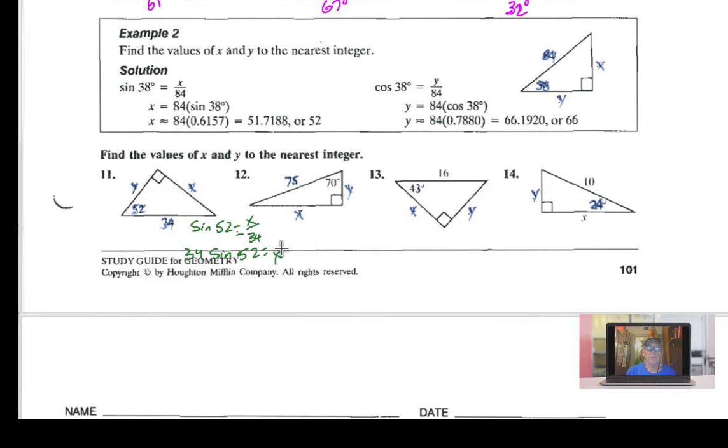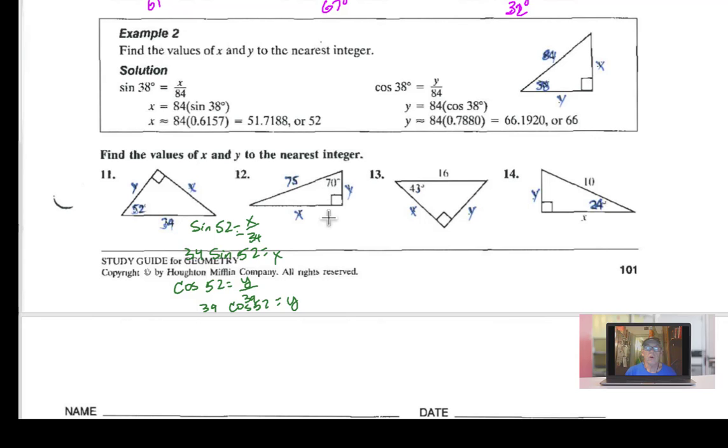Let's look at number 12. So 70 is our reference angle. Oh, we also have to do y. Sorry about that. Let's go back and finish number 11 for y. Now, if we want to find out what y is, it's an adjacent side with the hypotenuse. So we say cosine of 52 is equal to y over 34, or 34 cosine 52 equals y.